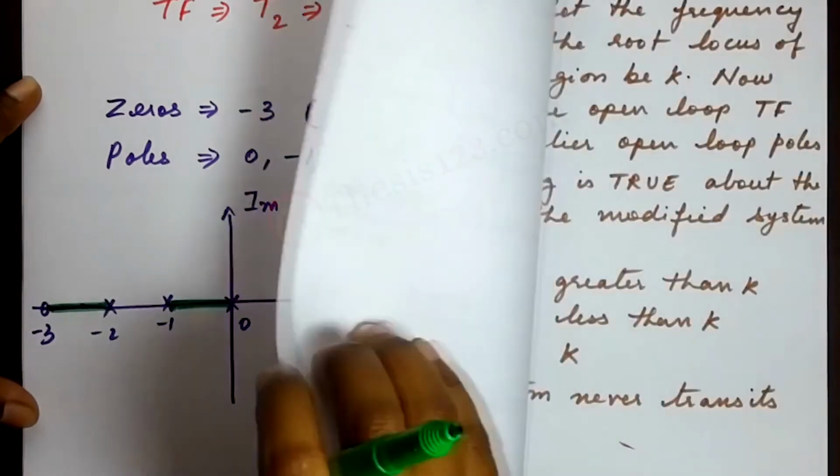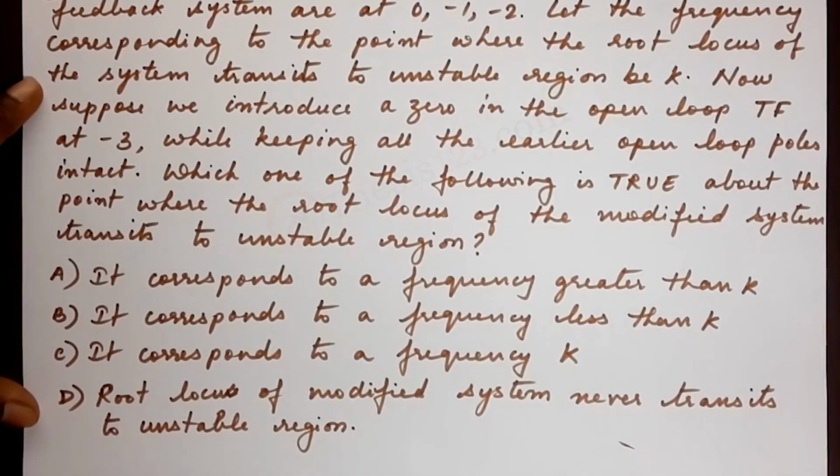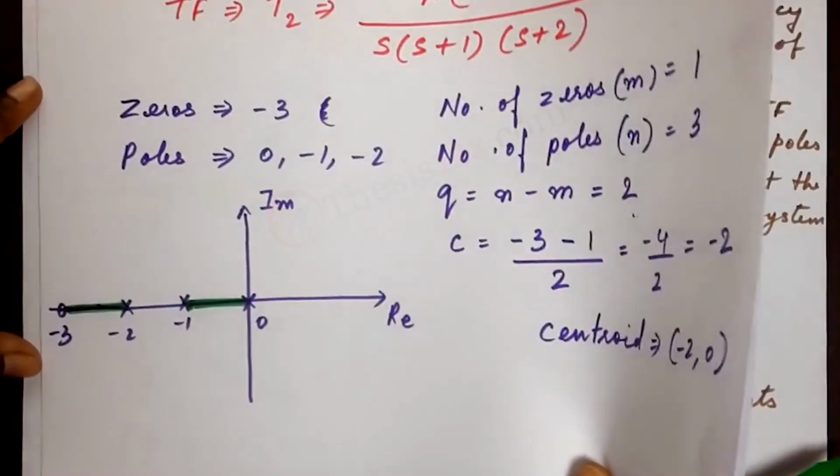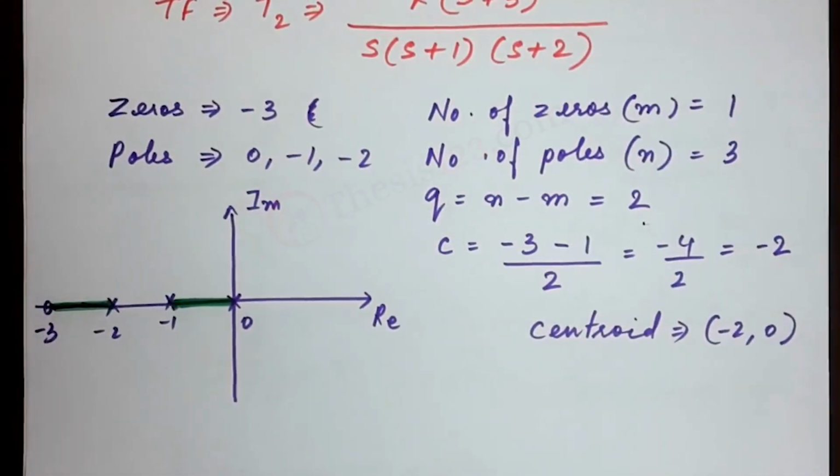So if we look at our options here, the right side is the unstable region. So root locus of the modified system never transits to the unstable region. It does not go to the right hand side of the plane. Therefore, option D is the right answer. Well, this is the entire solution, and I hope this has helped.